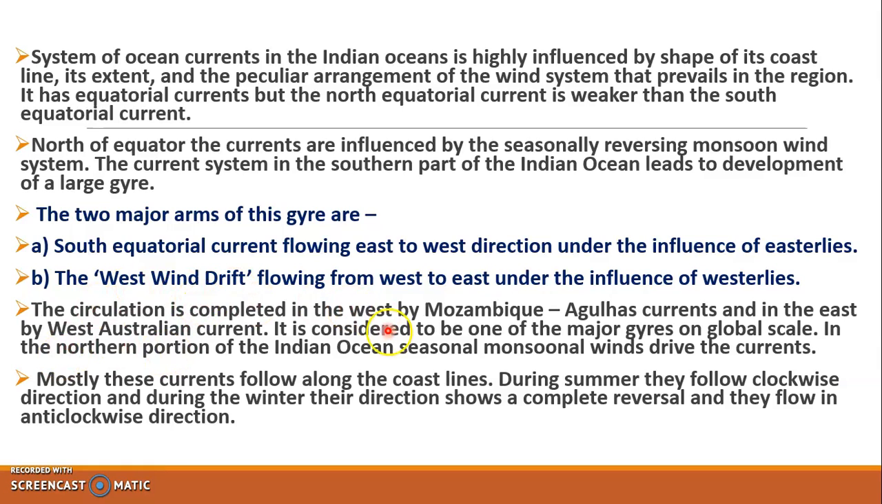The circulation is completed in the west by the Mozambique and Agulhas currents, in the east by the West Australian current, and it is considered to be one of the major gyres on the global scale. In the northern portion of the Indian Ocean, seasonal monsoonal winds drive the currents, and they flow in the clockwise direction in summer, and during the winter that direction shows a complete reversal, and they flow in the anti-clockwise direction. So this is how there is a fluctuation which you see in the ocean currents.